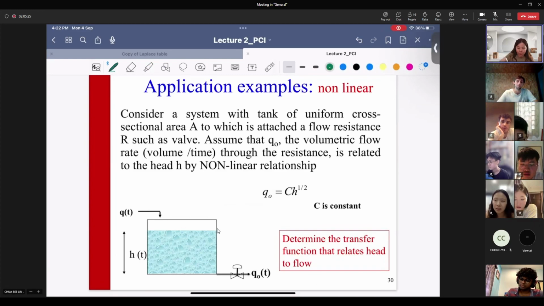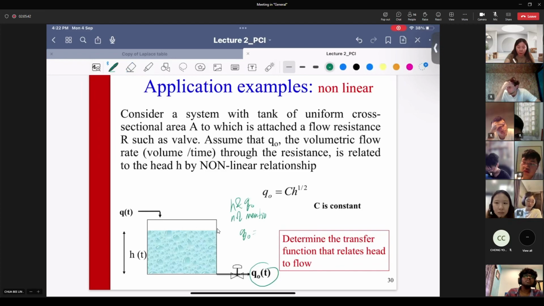So for example, you have this exit flow rate. Previously, the example is Q naught output. If the relationship between the H and Q naught is not mentioned, we will be using the standard equation to relate them, which is the linear equation Q naught equals H over R. In this question, Q naught is not H over R, but they give you Q naught equals C H power to 1 over 2.